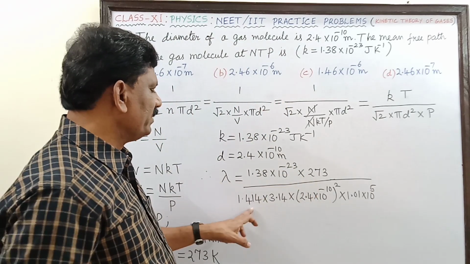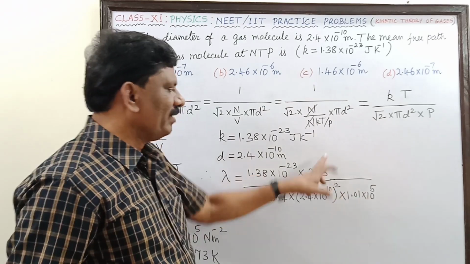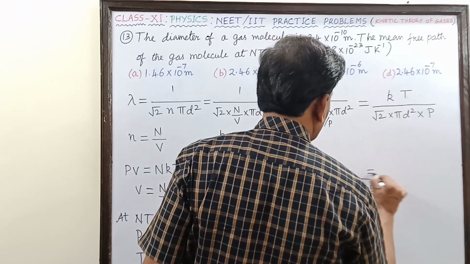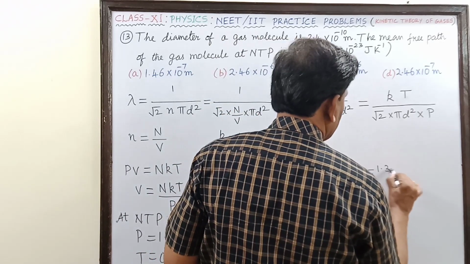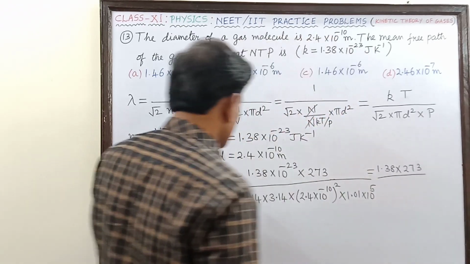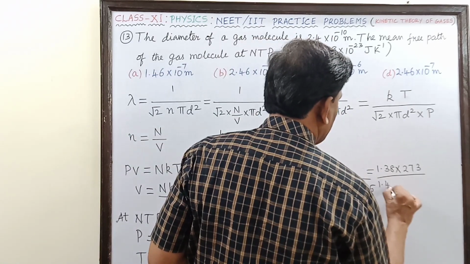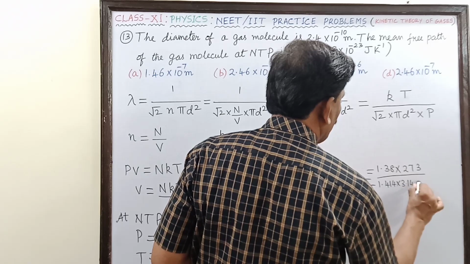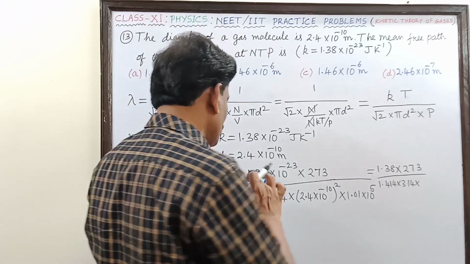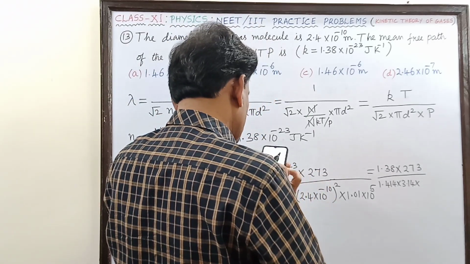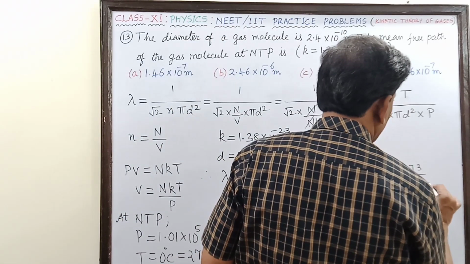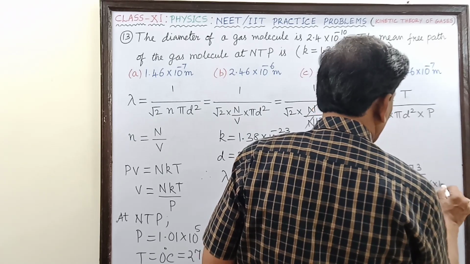Now all these numbers we can group together and 10 powers separately we can write, isn't it? So this is also equal to 1.38 into 273 divided by 1.414 into 3.14 into 2.4 the whole square. So 2.4 into 2.4 we have to calculate now. 2.4 whole square is 5.76. 5.76 into 1.01.